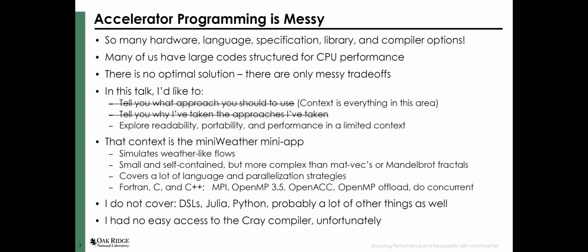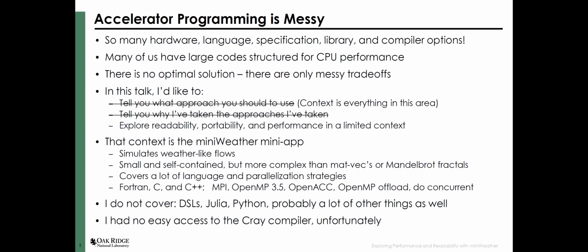So most of us, well, many at least, have a large amount of code in our applications that are structured mainly for CPU performance. And there are no optimal solutions here. The trade-offs are pretty messy, and regardless of what we choose, it will require quite a bit of work. So in this talk, I do not want to tell you what approach you should use. I think context is everything in that area, and we just don't have time to explore which route you should choose in a given context. I don't even really want to say why I've taken the approaches that I've taken. I just want to take a look at whatever approach you've chosen. What does performance, portability, and readability look like?